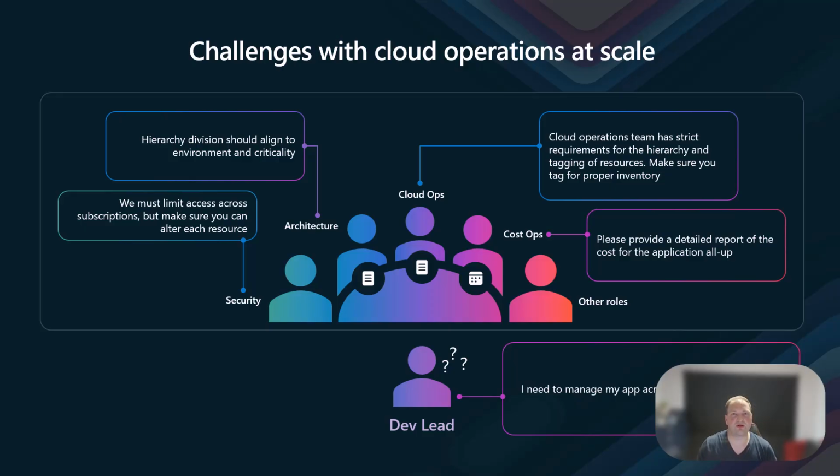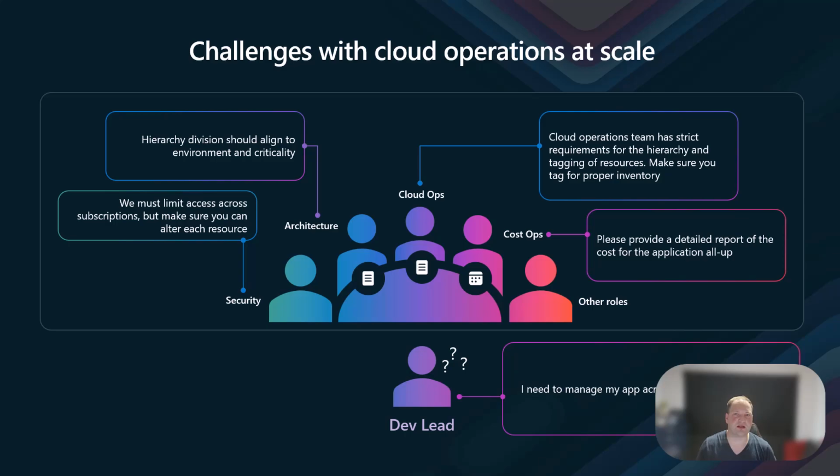But what happens to the developer lead? Where are they at the center of this, wondering, how do I actually manage my application when it's stretched across so many resources and boundaries? How do I see the big picture without juggling naming conventions, tags, endless spreadsheets?